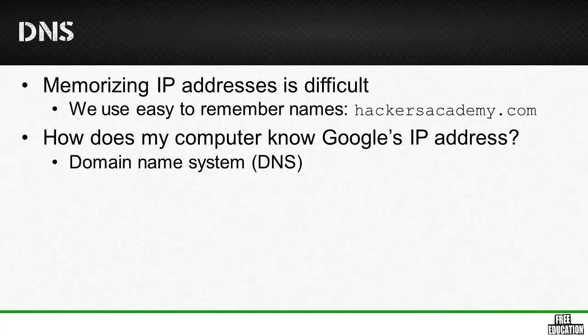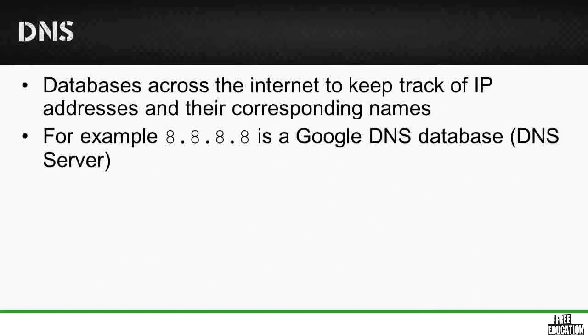Now the challenge here is that computers need IP addresses to communicate. So how would my computer know the IP address of Google when I type in google.com in my browser? This is the primary job of DNS. You can think of DNS as a database across the internet that keeps track of IP addresses and their corresponding names. So think of it, for example, as a big Excel sheet with two columns. In one column, you have the name of every single website, and in the other column, you have the corresponding IP address of every single website.